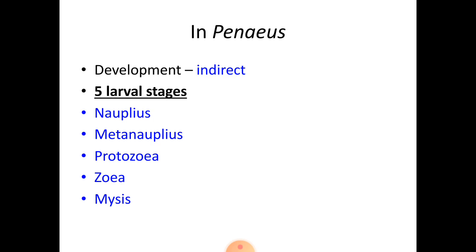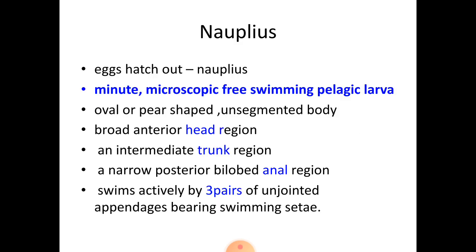Next are the larval stages of Penaeus. Here in Penaeus, the development is indirect and includes 5 larval stages called nauplius, metanauplius, protozoea, zoea and mysis. The first stage is called nauplius, from which the egg hatches out and forms this minute microscopic free-swimming pelagic larva.